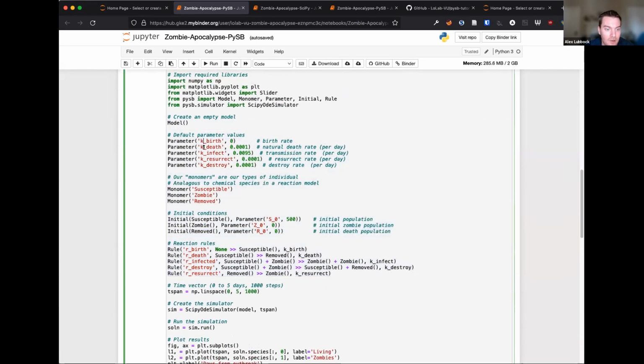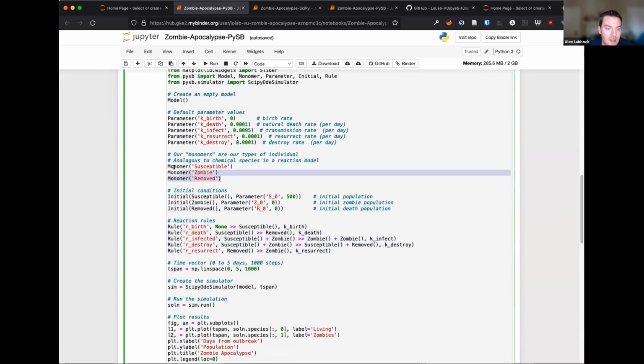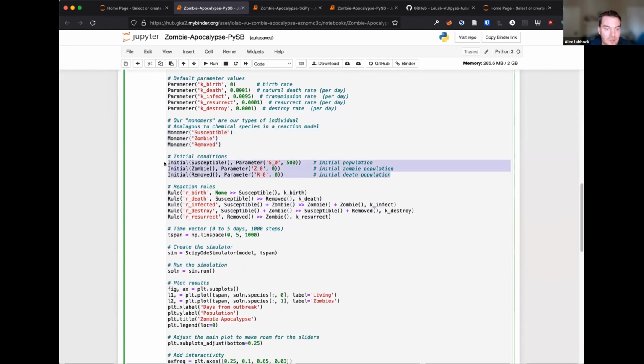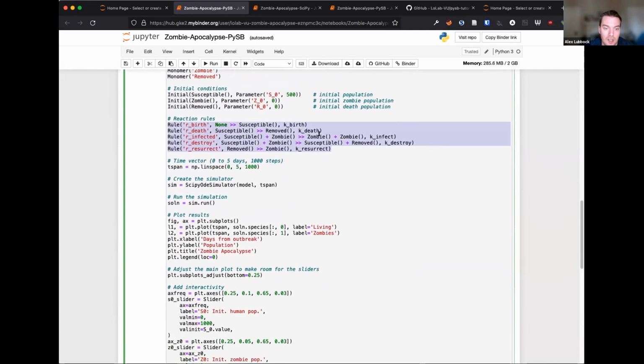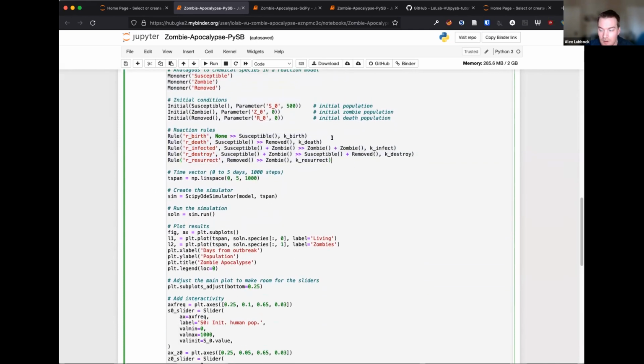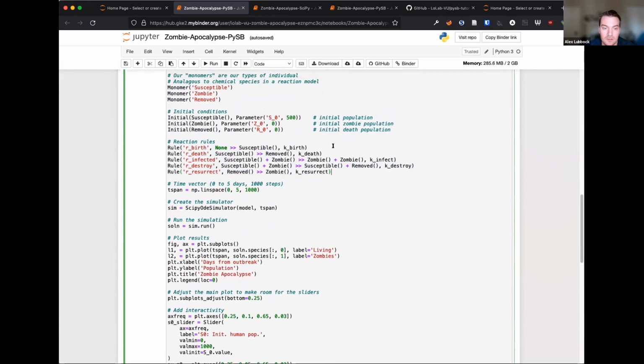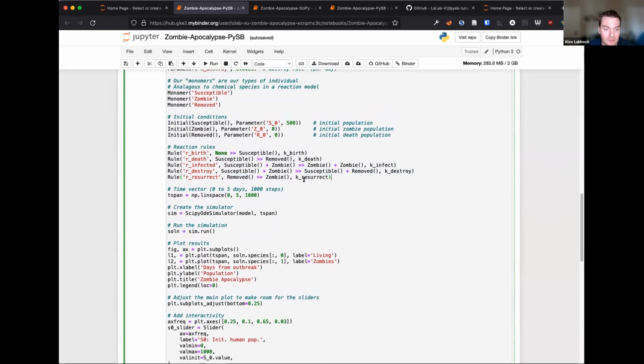So you have your set of parameters, the set of monomers or classes in the model, the initial conditions, and the set of reactions that occur. So are there any questions about the model? Okay, great. So I'll just quickly outline this code about how the model is running.